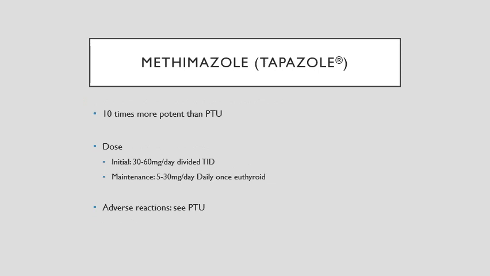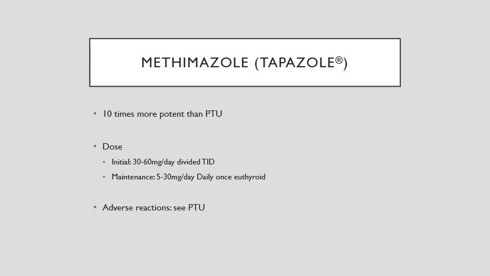Methimazole is the second thioamide that's used to treat hyperthyroidism. It's very similar to PTU, except it does not block the conversion of T4 to T3, and therefore we don't want to use this in the case of a thyroid storm.